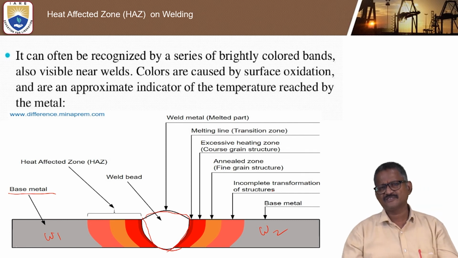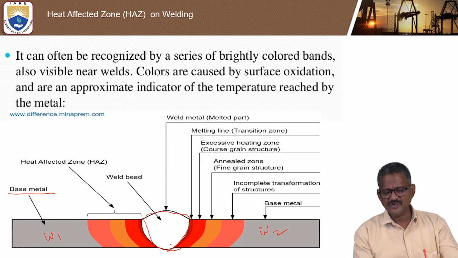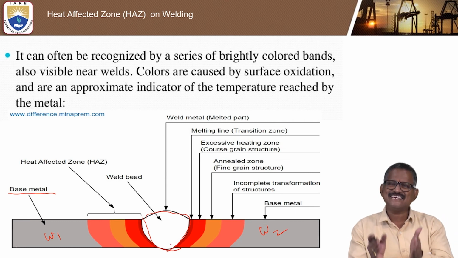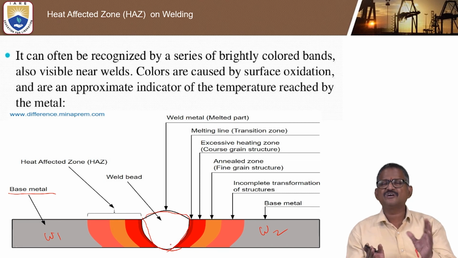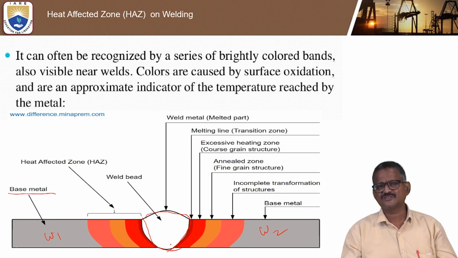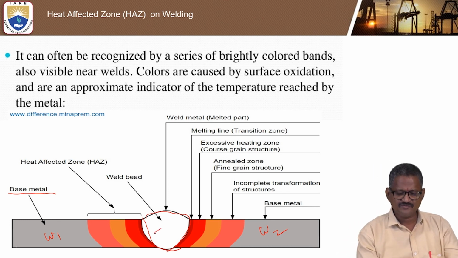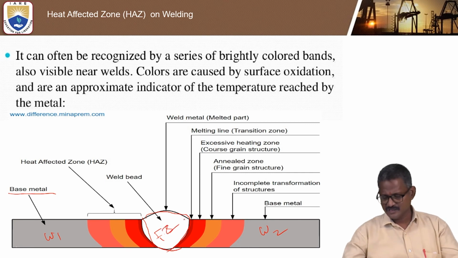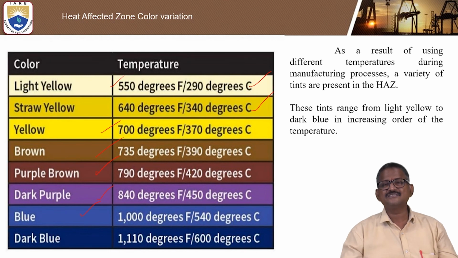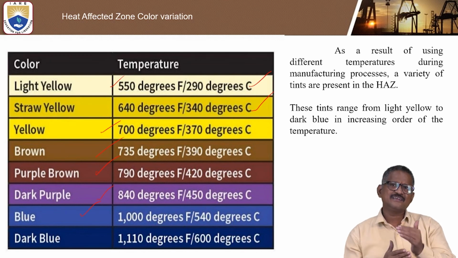So in between the weld bead and the base metal, we call it the heat affected zone. The place from the base metal to the weld bead, we look at it as the heat affected zone. But the weld bead is all the fusion zone. We call it the fusion zone or FZ. Okay, this is FZ.